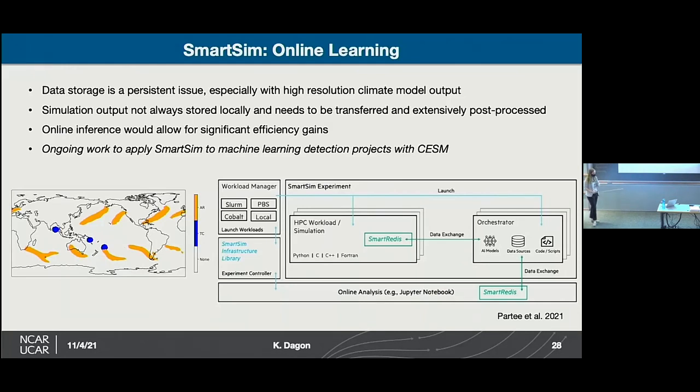I didn't really go into it, but part of the challenge of working with this big data, with this high resolution output, is that we can't even host it locally. Some of the runs were done years ago, so we're trying to dig up all this data. We've got to do extensive data processing on it in order to come up with something like this. So if we could run the detection while the climate model is running, that would be awesome. That's one idea we have for applying something like this.